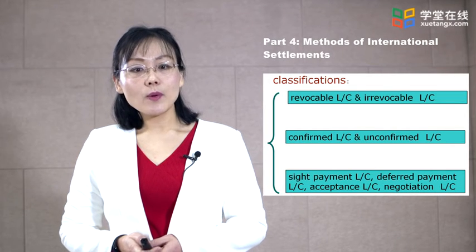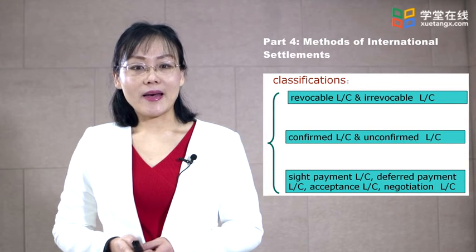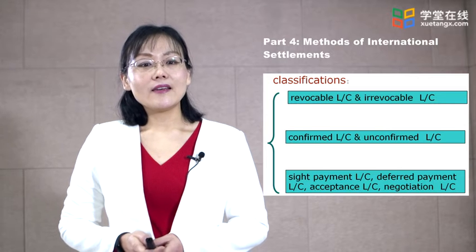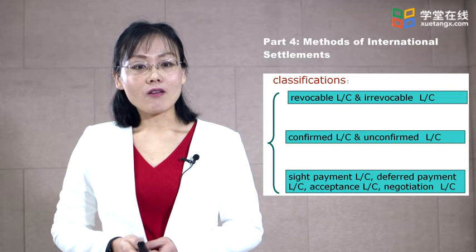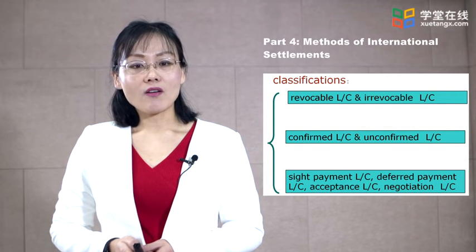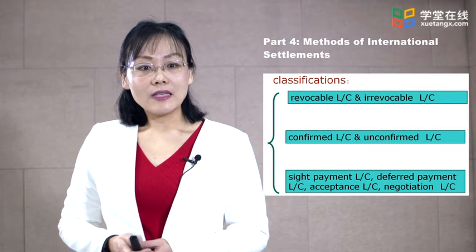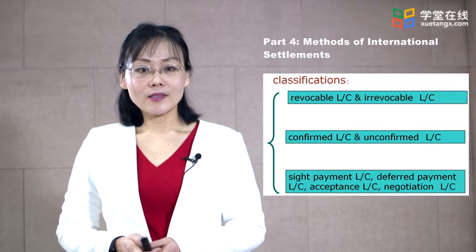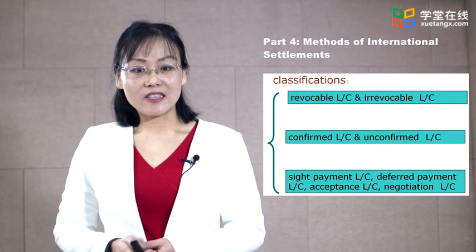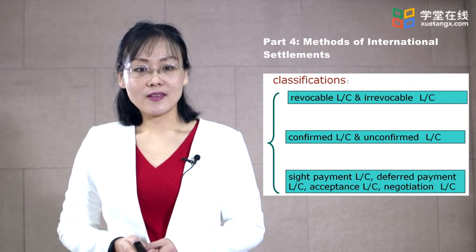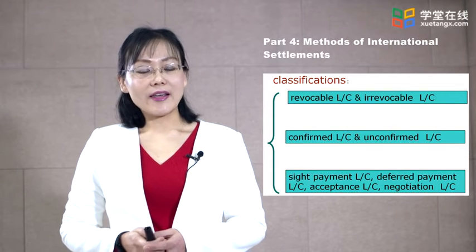Therefore, the revocable credit doesn't constitute an undertaking by the issuing bank to make payment. It is generally used between affiliated parties or subsidiary companies, or as a substitute for a promise to pay or a payment order. In fact, UCP 600 has deleted revocable credits. Therefore, at present, all credits are irrevocable credit.